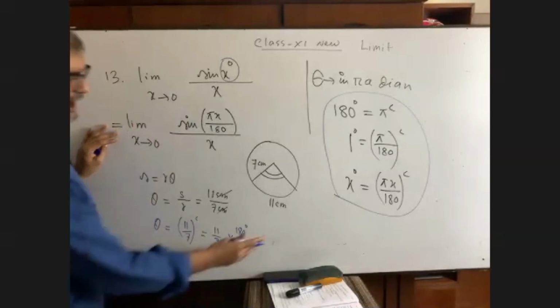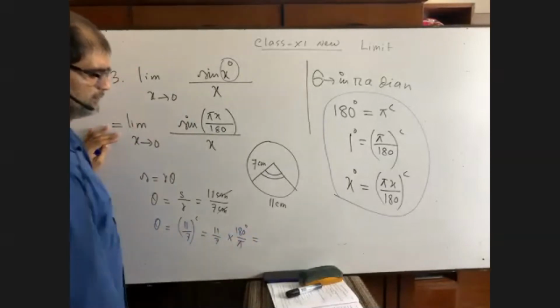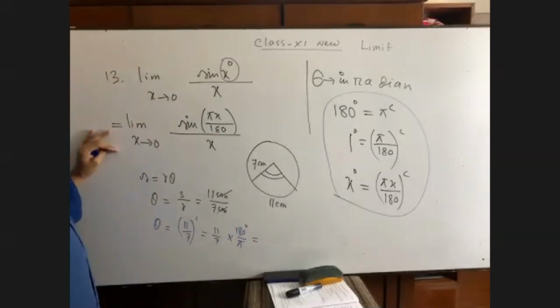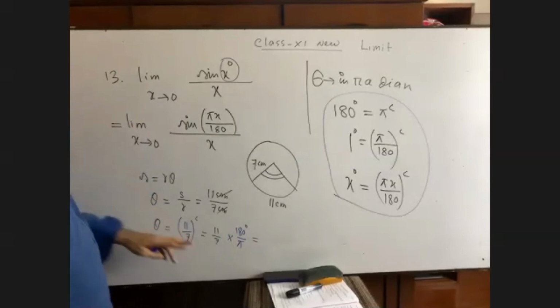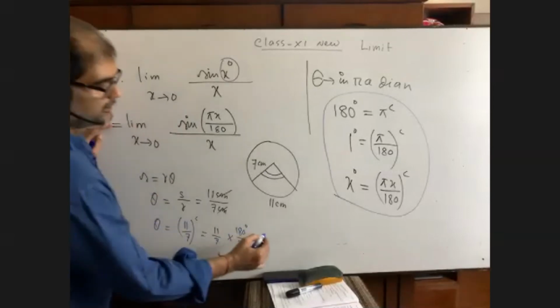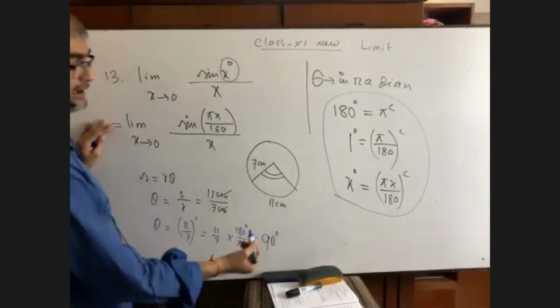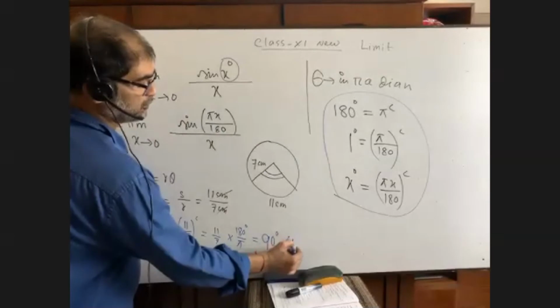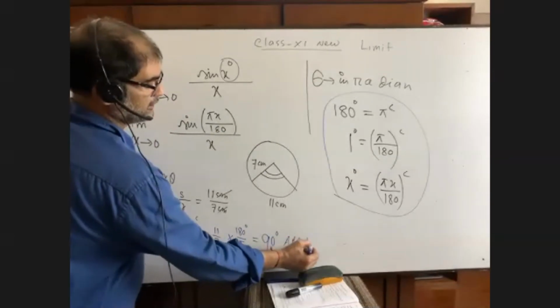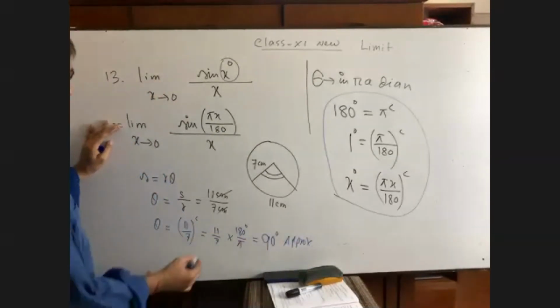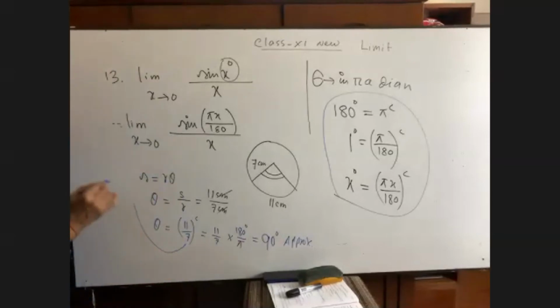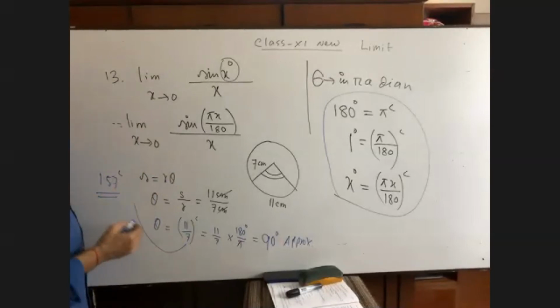Okay. Now, can you please calculate, any of you? Please talk to me. 90 degree, approximately 90 degree. Okay. But if we calculate it, we'll get 1.57 radian. That means we have come to know 1.57 radian is equal to 90 degree.